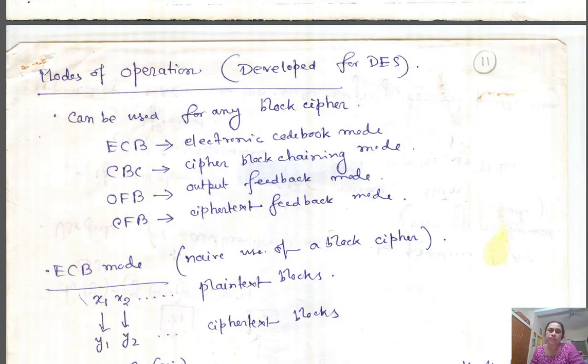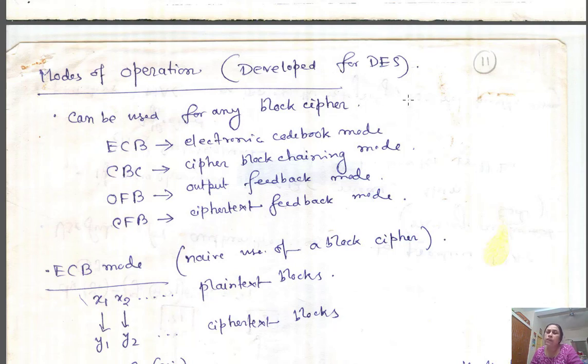Let us now discuss different modes of operations. Initially, these were developed for DES, but they can be used for other block ciphers. Now, why do we need this? We have observed that DES encrypts a plain text of size 64 bits and uses a key of size 56 bits.